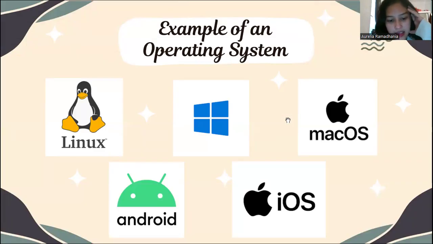Then, Android. Android is a Linux-based operating system designed for mobile devices such as smartphones and tablets. Next, iOS. iOS is an operating system developed by Apple for mobile devices such as the iPhone and iPad.